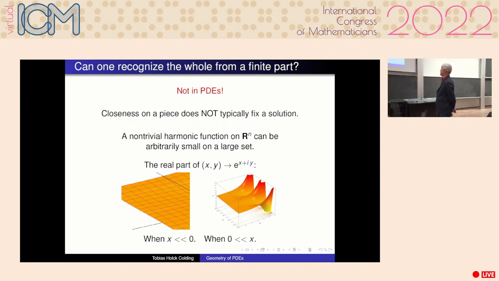And if I look at a finite piece, if I'm looking where x is very negative, then the function looks virtually constant, right? It will look essentially like a constant function. If you are where x is very positive, then it will be highly oscillatory, right? And so if you zoom in at a point where x is very negative, you would think that you're just seeing a plane, just a constant function. But this is, of course, not at all the case.